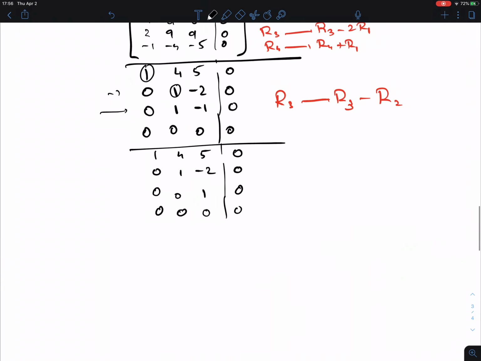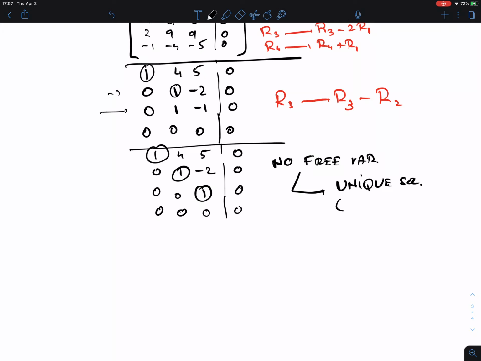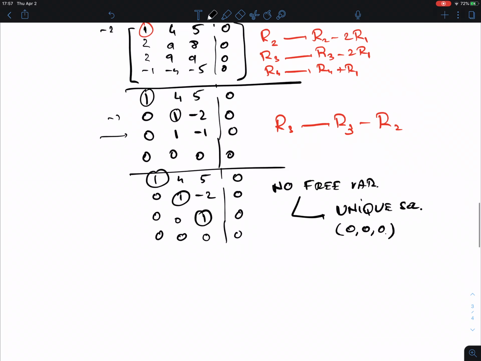Let's look at pivots again. We have 3 pivots and no free variables. So no free variables. And that, remember, if you look back at chapter 1, means a unique solution. And of course, that is the 0, 0, 0. That's the solution of this system of equations.